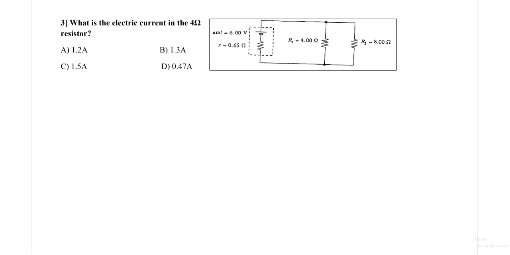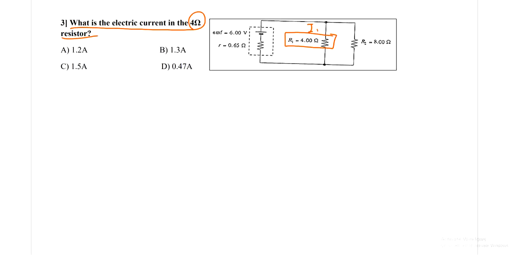I hope everything's good. Let's solve question 3. Question 3 says, what is the electric current in the 4 ohm resistor in the opposite circuit? They want the current in here. I need the current I1. Let's call it I1, which is inside R1.